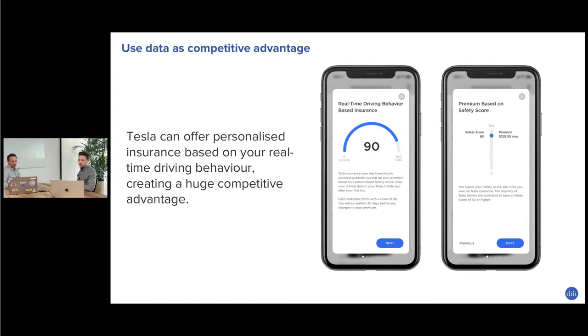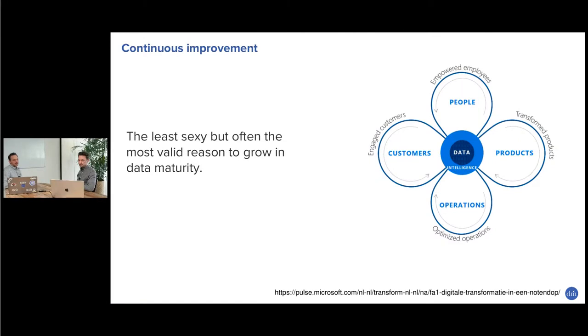Absolutely, yeah. And then the next one is a bit more boring, but you can definitely use data as a way to do continuous improvement. So what do I mean by that? I think I've shared this slide a few times, so if you followed our webinars, you've seen this before. But every company has 4 aspects to it, right?